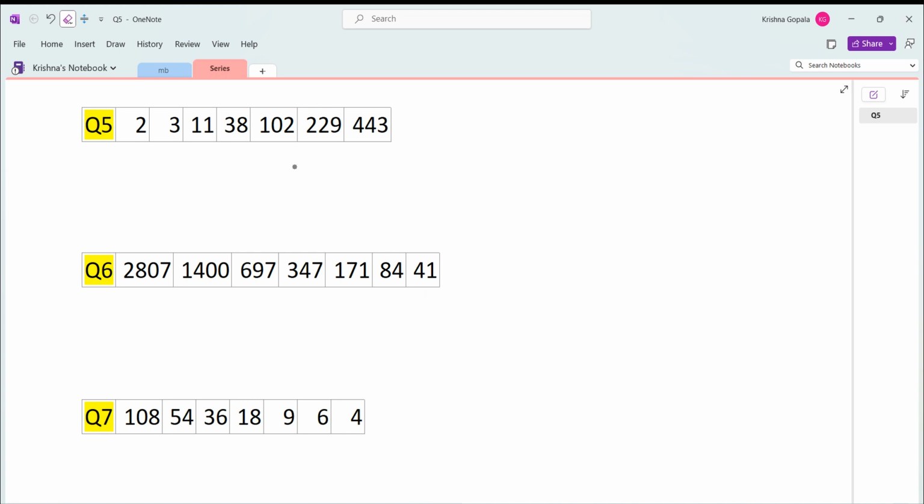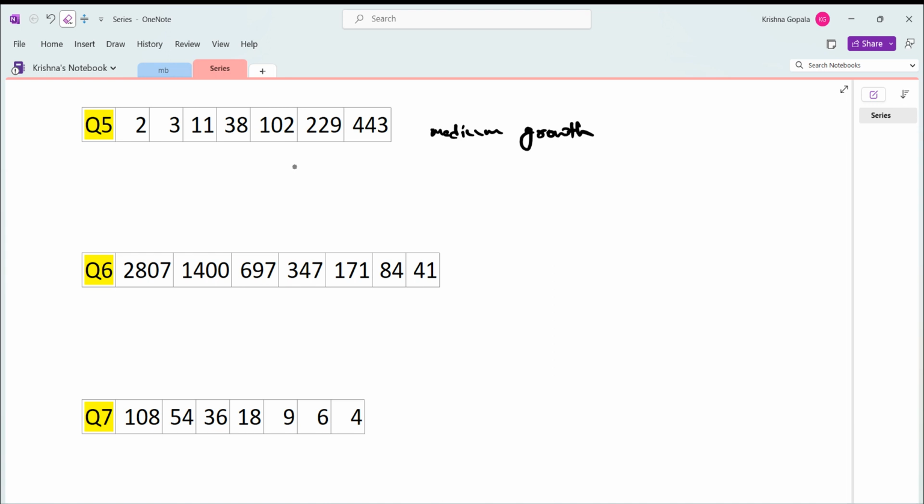Okay, let's look at this question. 2, 3, 11, 38, 102, 229, 443. This series is of medium growth, right? It is not growing very fast, it's not growing very slow. 11, 3 times, again around 3 times, 2 times, around 2 times. It is a medium growth.